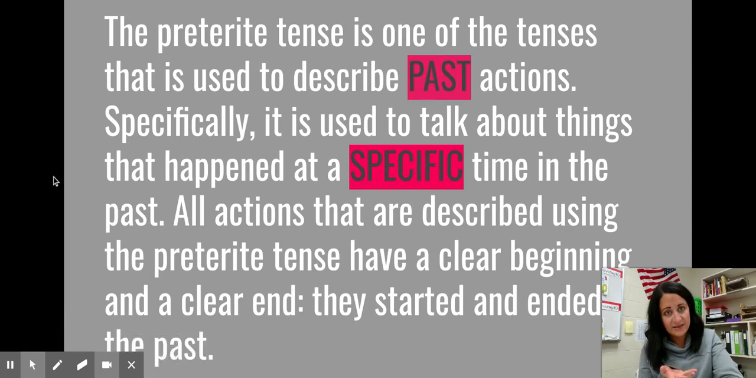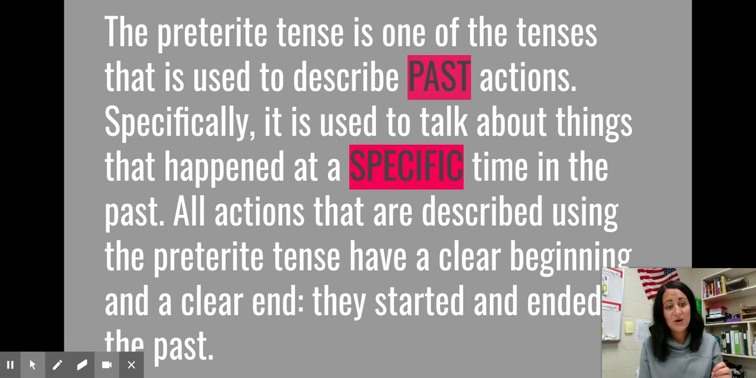So the preterite tense is one of the tenses that is used to describe past actions. Specifically, it is used to talk about things that happened at a specific time in the past. All actions that are described using the preterite tense have a clear beginning and a clear end. They started and ended in the past. I know that seems obvious, right? It's the past tense. But you have to remember that there are two past tenses: there's the preterite, which is what we're talking about right now, and there's the imperfect.